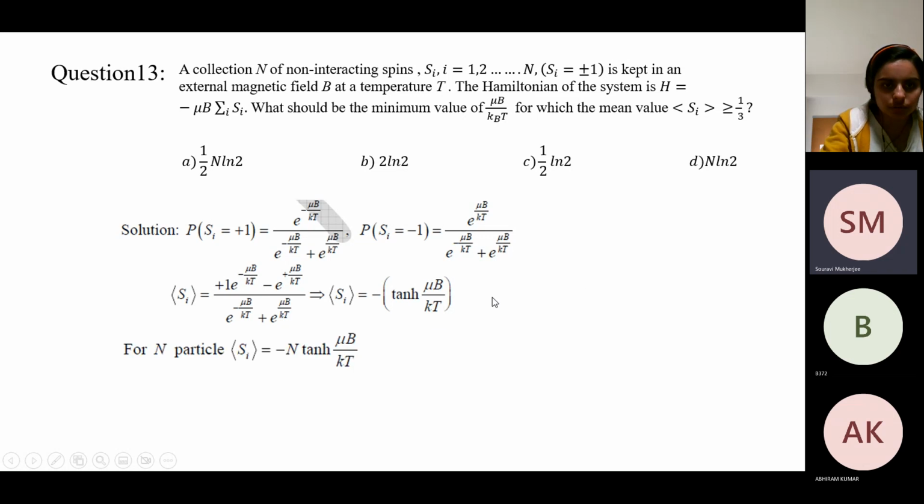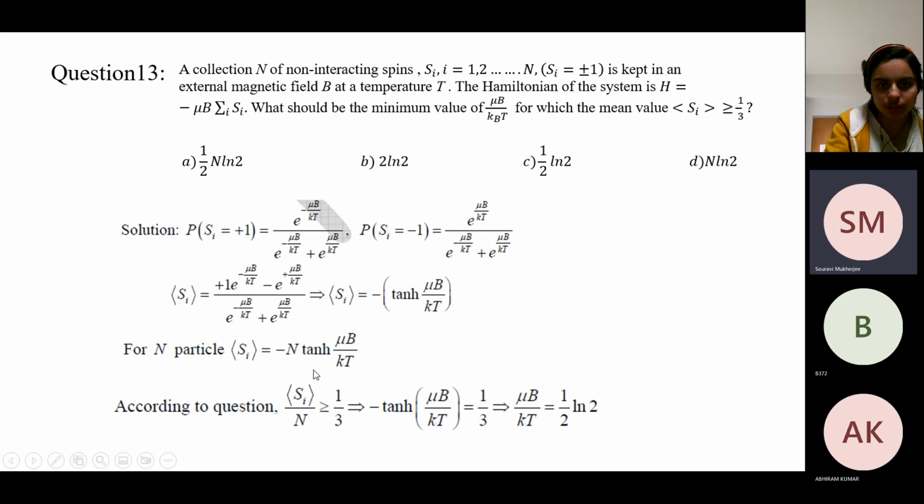So then, obviously it's for one spin, and for n spins you have to multiply by n, and then you have to use this relation, and that gives you the value of mu v by kT. Okay, so the answer is C.